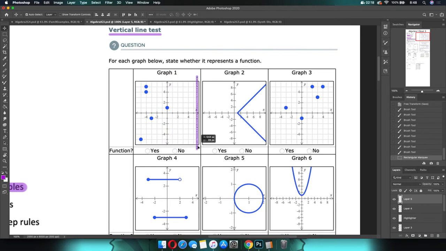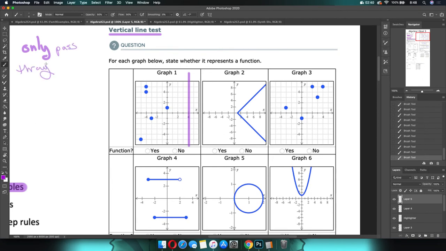When I'm taking this line and I'm pinging it along the graph, the thing that I'm always making sure that I'm doing is that I only pass through one point at a time. That's important enough that I need to write that down. So deselect. So only, I'll make that thinner, pass through one point at a time.